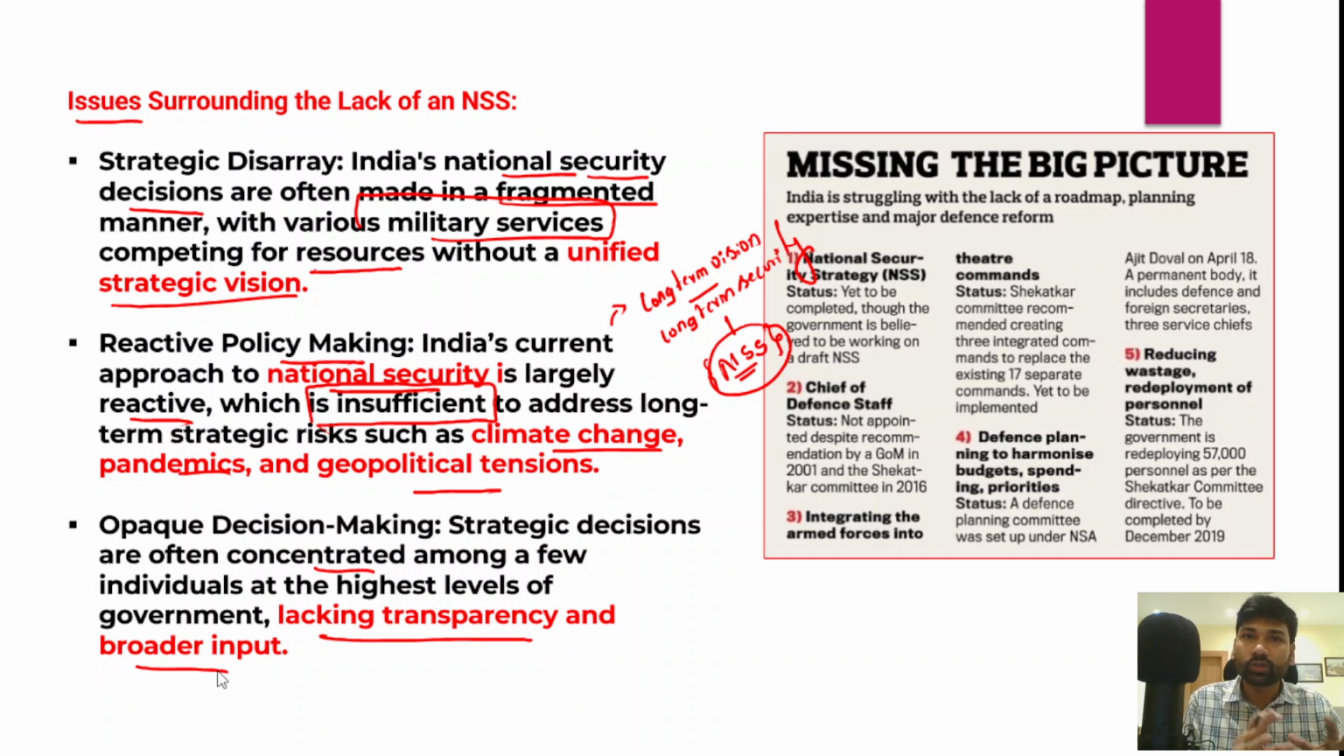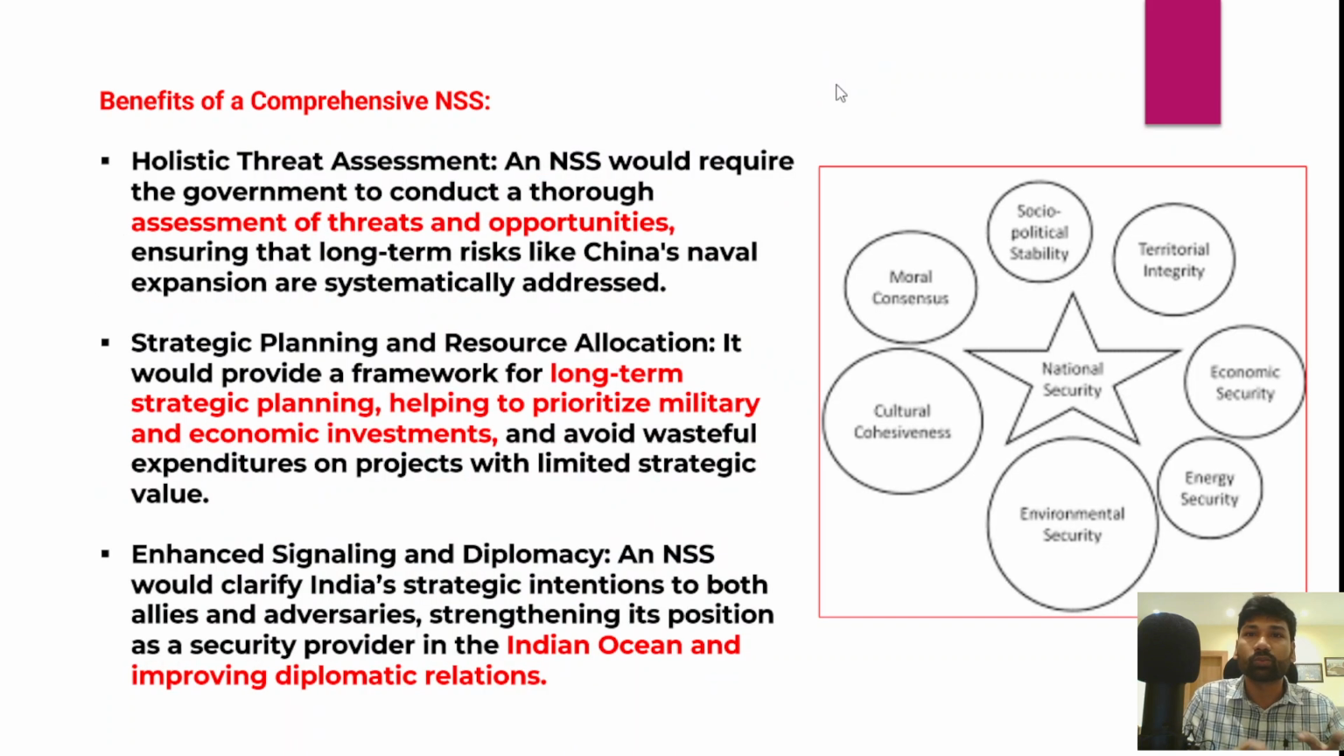So whenever you want to have a long-term vision and long-term strategy to ensure national security, it is very important that you take into consideration different opinions, different views, and different strategies with respect to India's national security, and thereby you need to frame an optimum policy. So that is very, very important in this context when we are planning the national security strategy.